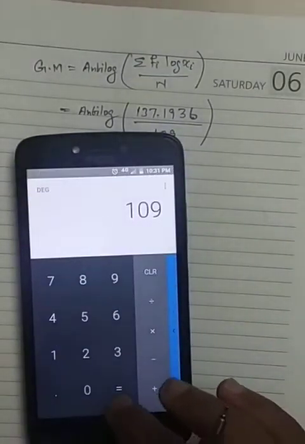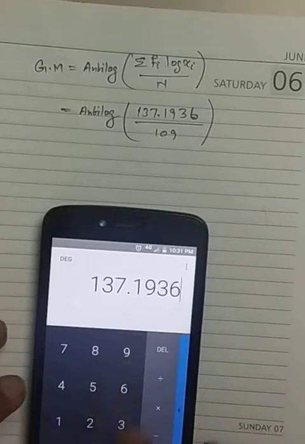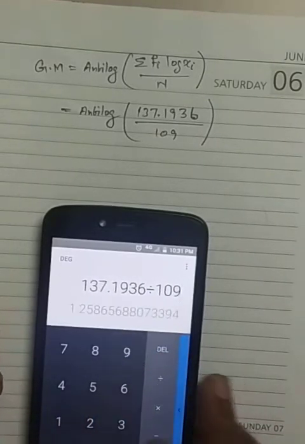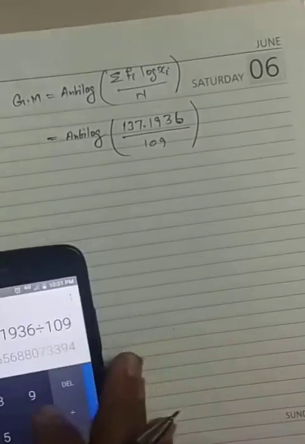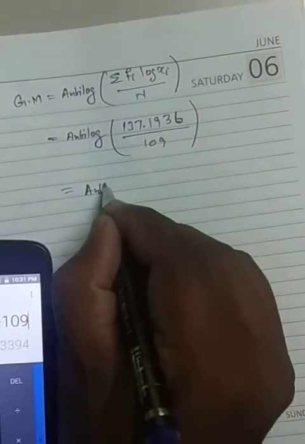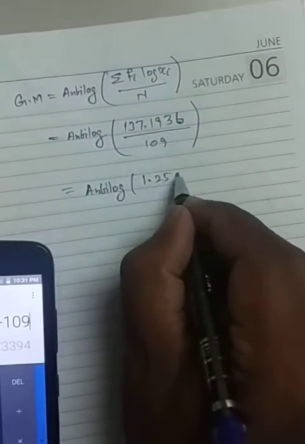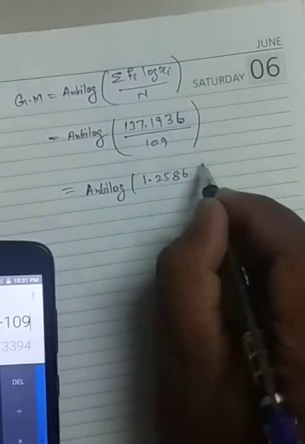Now you can see here, I'm writing 137.1936, that value I've written, divided by 109. So we are getting 1 point, so you write that here. So here will come the anti-log of 1.25864, you take 4 digits.